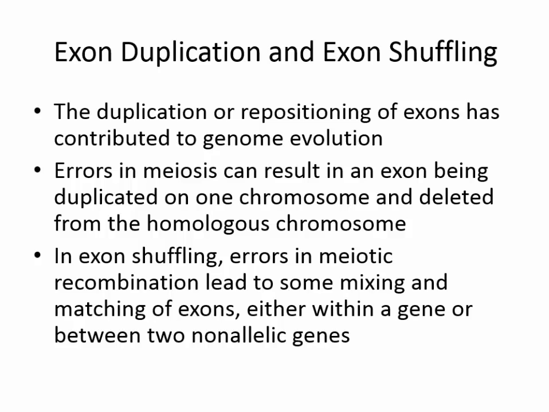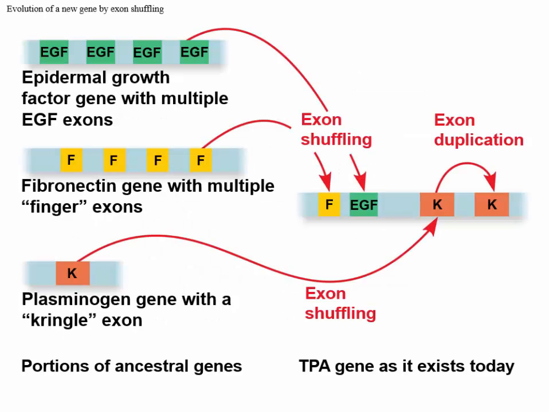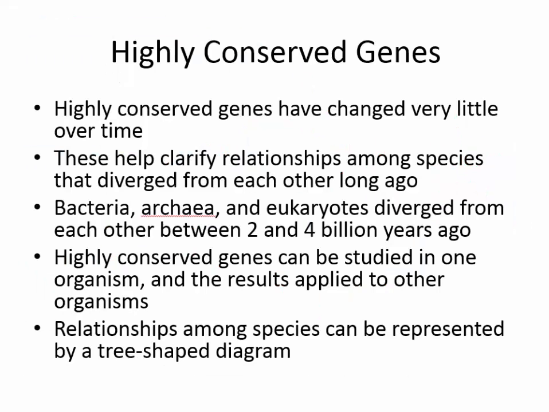Errors in meiosis can result in an exon being duplicated on one chromosome and deleted from the homologous chromosome. In exon shuffling, errors in meiotic recombination lead to some mixing and matching of exons, either within a gene or between 2 non-allelic genes, as in here. Evolution of a new gene by exon shuffling. So here are exons being shuffled up, and you get a new gene, not in the same sequence.